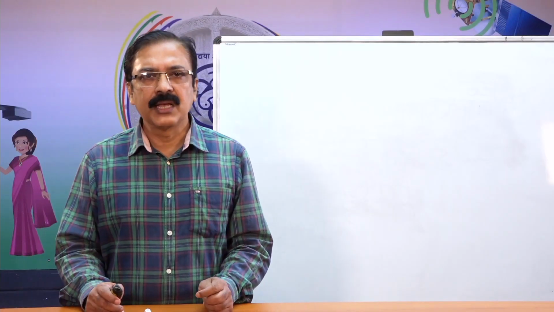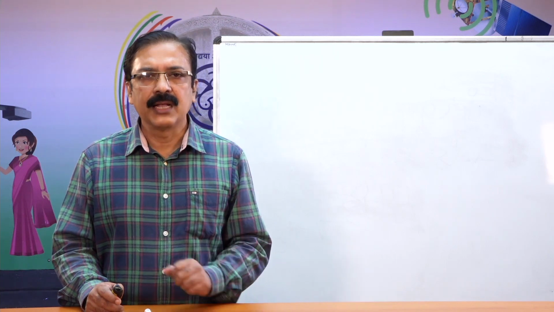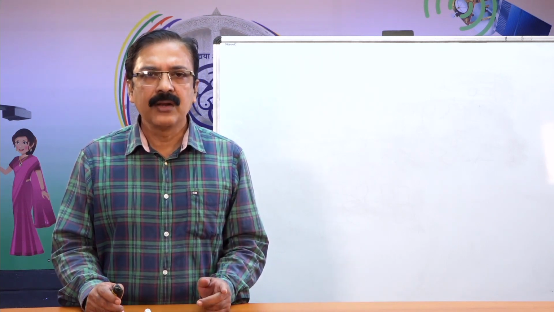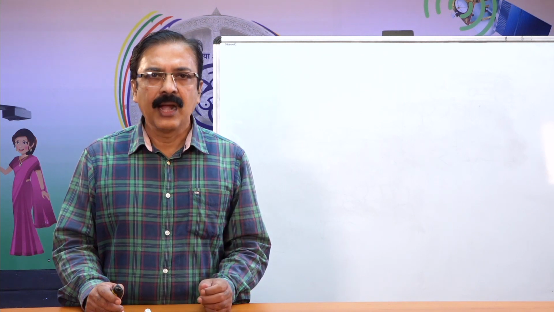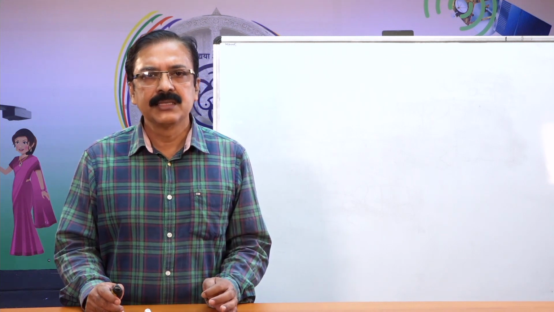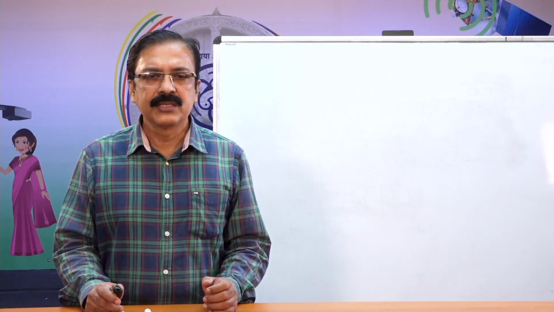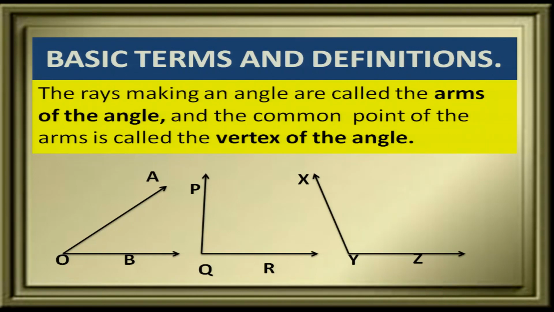Now guess which are the vertices of these angles. In the singular we say vertex, and in the plural we say vertices. In the first angle, the vertex is O. In the second angle, the vertex is Q, and in the third angle, the vertex is Y.